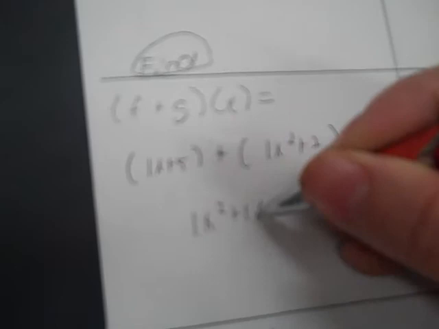So let's go with this. f is 1x plus 5 plus the g, 1x squared plus 2. Okay, so I don't have like terms with the x's. I have to keep them separate. And then 5 plus 2 is 7.